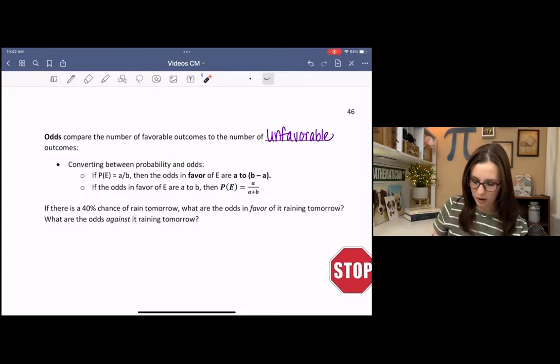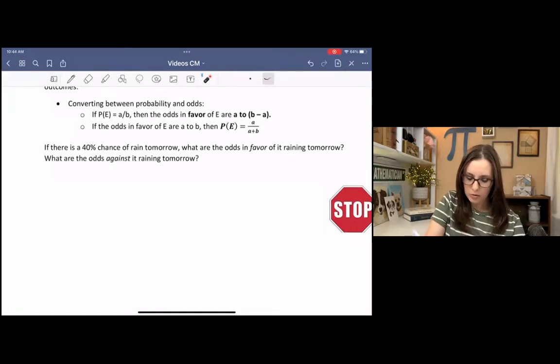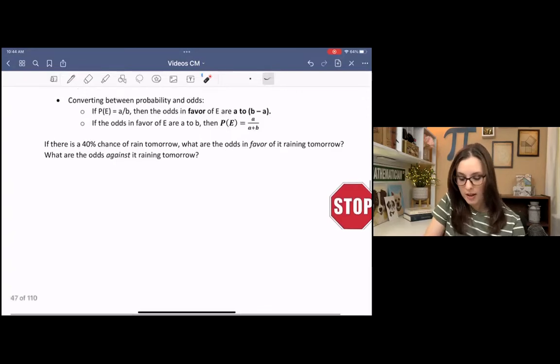So in this example down here, it says, if there's a 40% chance of rain tomorrow, what are the odds in favor of it raining tomorrow? So in favor of. If we use this first bullet point right here, if the probability of an event is A over B, then the odds in favor of this event are A to B minus A. So you're probably thinking, where are all these letters coming from? But bear with me, it's not so bad.